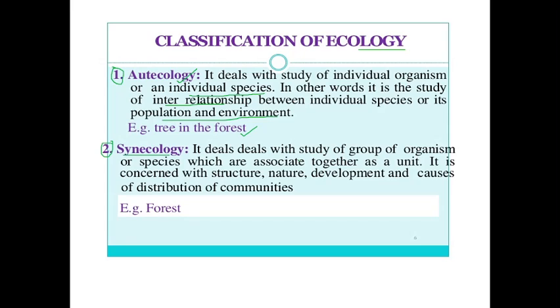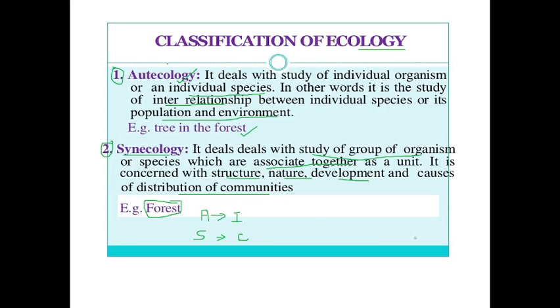Synecology, as the term indicates, is a study of a group of organisms. So Autecology means individual organism. And Synecology means you are going to study a group of organisms, a community. Okay, it is the community. You are going to study organisms as a whole together as a unit. So for example, a forest as such. Okay, forest as such you are going to learn about, with its structure, nature, development and distribution of the community.